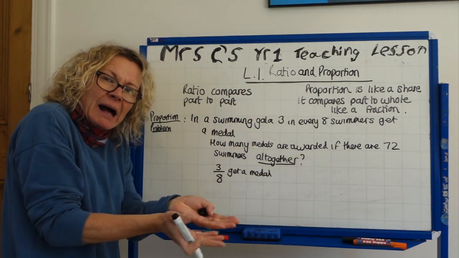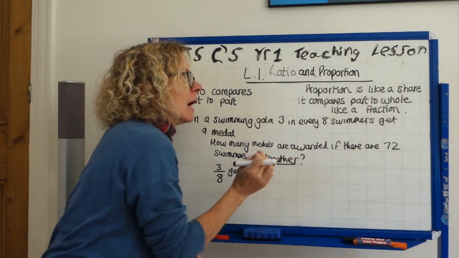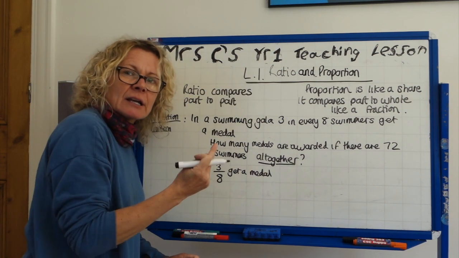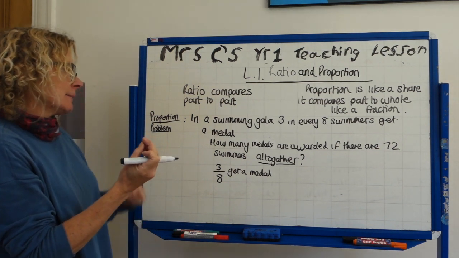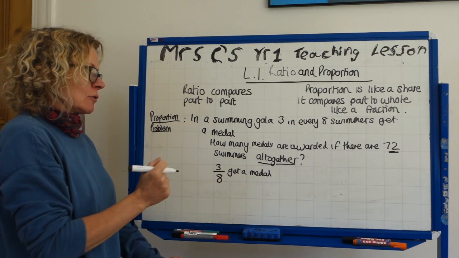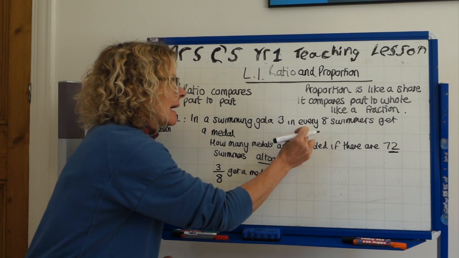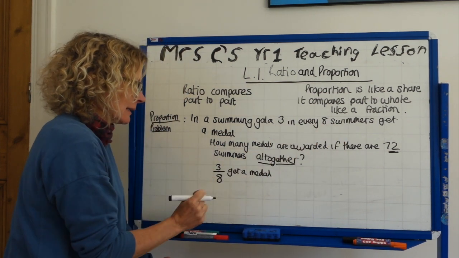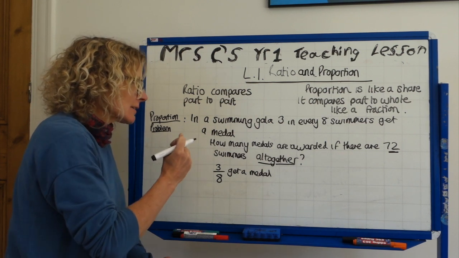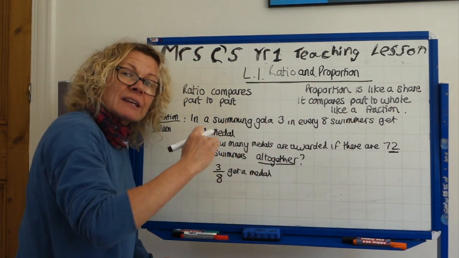So that is the whole pie of swimmers, and that is what proportion's about. It compares a part, the people getting the medals, to the whole amount of swimmers in the gala, like a fraction, okay? So how many medals are awarded if there are 72 swimmers altogether? So let's look at what we know. 3 in every 8 are getting a medal. So 3 out of 8, okay? So we need to compare that 3 out of 8 to the 72 that are all together, okay?